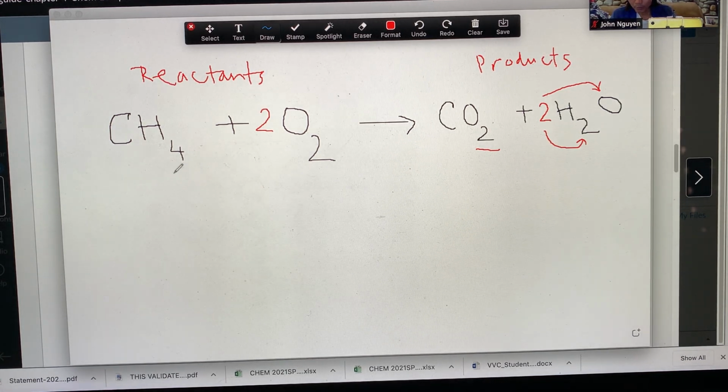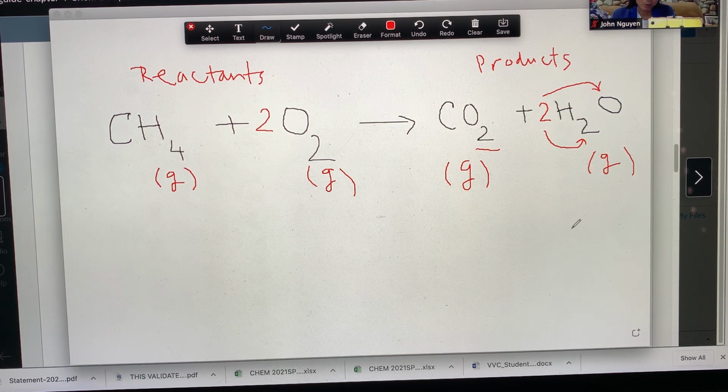Now, it would be nice if you label them, okay? If we know the phase of the substance, like gas, if you know this is a gas, you label them, and everybody knows CO2 is a gas. Now water, usually combustion reactions happen at high temperature. Water is a liquid, but in this case, it's a vapor, also known as a gas, because it's high temperature, hot. Okay, that's called balancing equations.